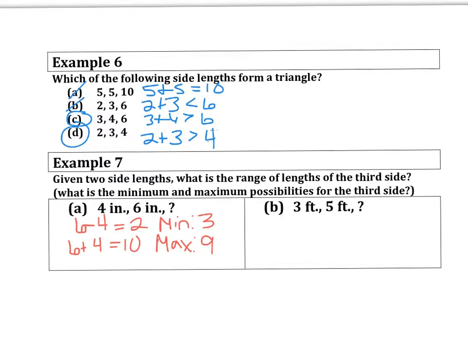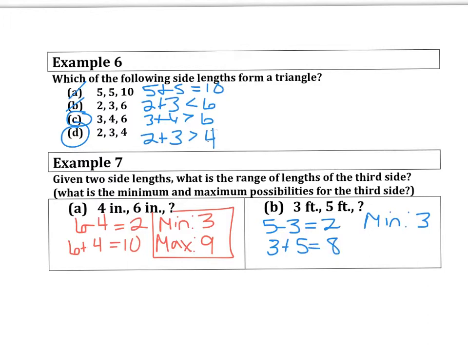Then for the last one here, same idea. I would find my minimum by doing 5 minus 3, and that's 2. So if the difference of these two is 2, my minimum would have to be 1 more than that, so that's 3. And then my maximum has to be 1 less than the sum of these two. So 3 plus 5 is 8, and therefore a maximum would be 7.